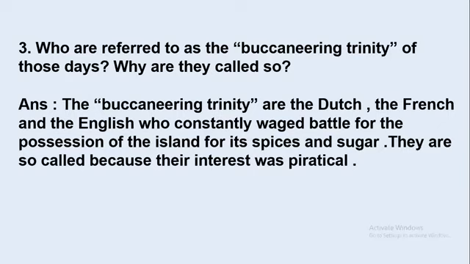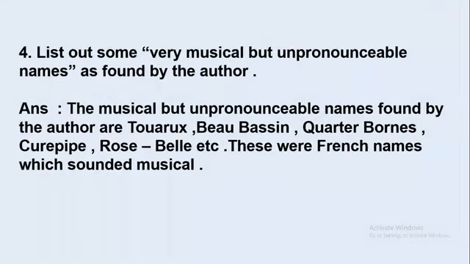And why were they called so, buccaneering trinity? They were called so because their interest was piratical. They had come there with the intention, with the motive of looting and plundering the island, not for the purpose of developing it, not for the purpose of only trade, but in order to loot and plunder it. So it was a kind of piratical interest. So they are called the buccaneering trinity. I hope this answer is clear, students. Let's move on to the next one.